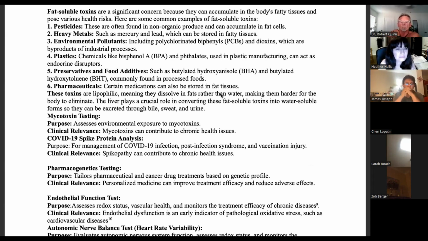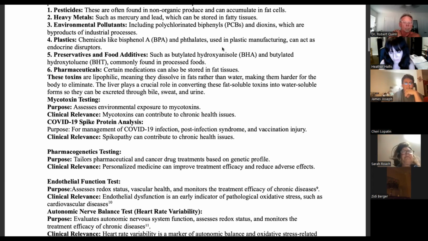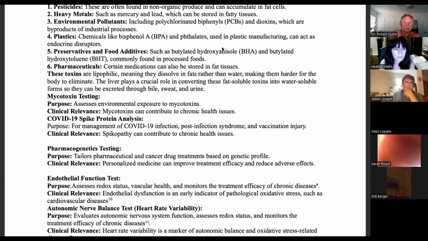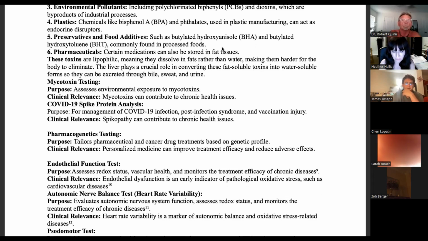Plastics as well, we can get rid of them using cyclodextrin, and that's a good thing. Preservatives and food additives can also be fat-soluble toxins, which we have a lot of in our food chain, especially here in the United States versus other countries. And then there are lots of pharmaceuticals that can be stored in the fat tissue as well, that are fat-soluble toxins. It's good that we have something to get rid of them.